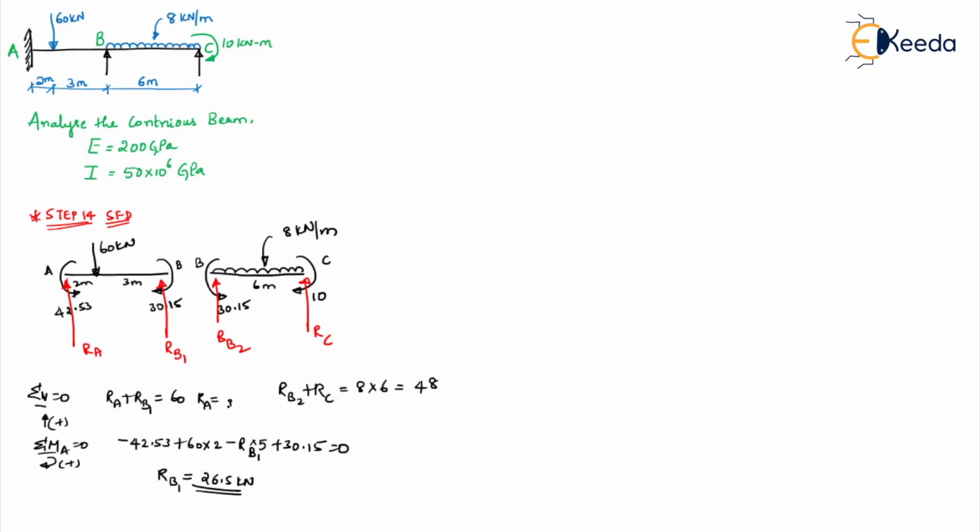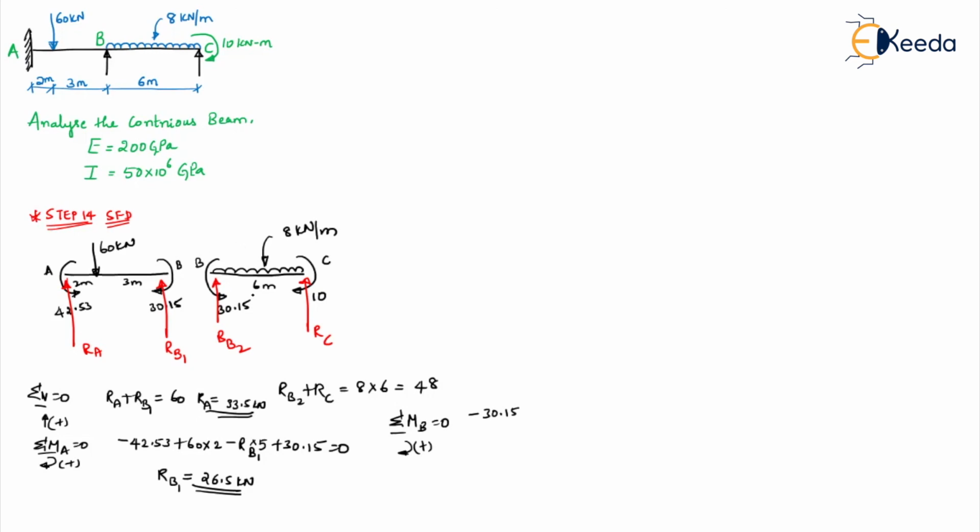Once you substitute this here, you will get the value of your RA. How much will you get? 33.5 kilonewton. Similarly, do for this particular span. Okay, so moment about point B, clockwise positive, equal to 0. If you start writing, here there is an anti-clockwise moment, so minus 30.15. RB2 is passing through B, so it will not have any moment.